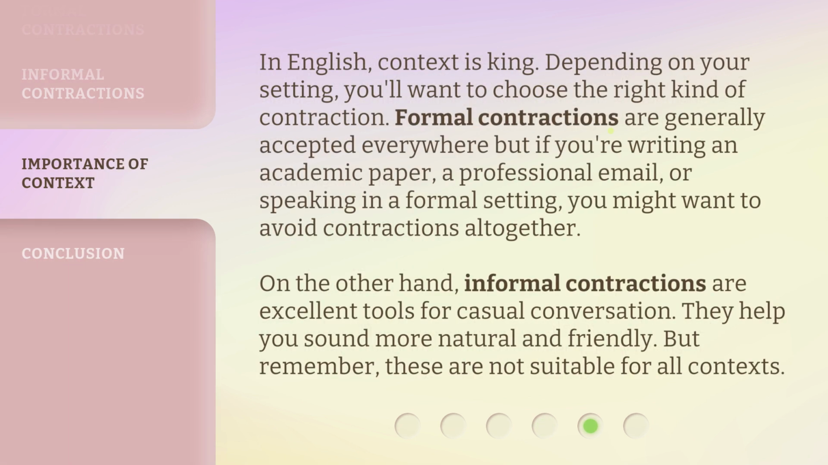In English, context is king. Depending on your setting, you'll want to choose the right kind of contraction. Formal contractions are generally accepted everywhere, but if you're writing an academic paper, a professional email, or speaking in a formal setting, you might want to avoid contractions altogether. On the other hand, informal contractions are excellent tools for casual conversation. They help you sound more natural and friendly. But remember, these are not suitable for all contexts.